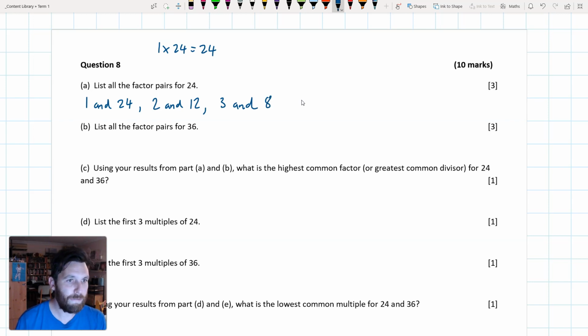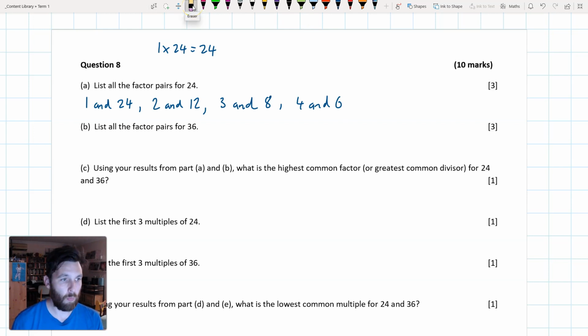I'll go up to 4. 4 fits into 24 6 times. So 4 and 6 are both factors. And can I go any further than that? 7 doesn't fit in there. 8 I've already covered, and then I'll be going back in the other direction. So that's going to be all of them, I reckon.